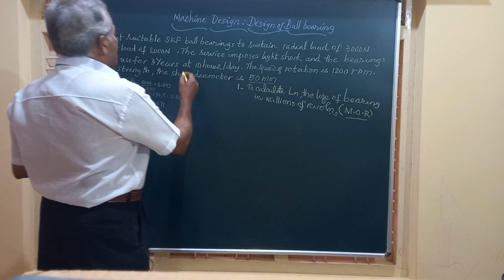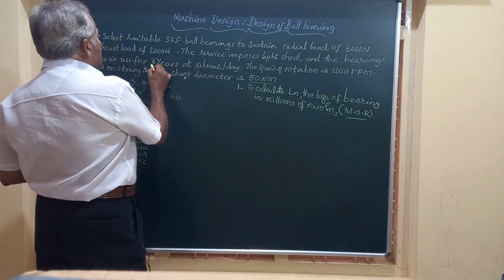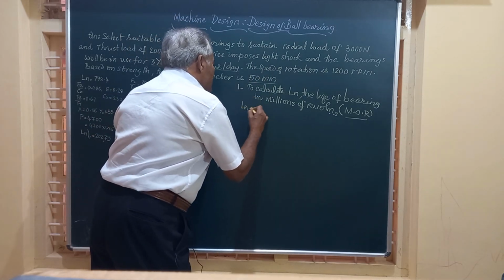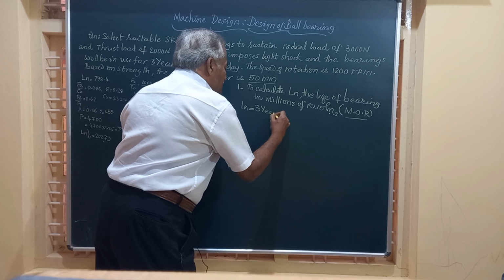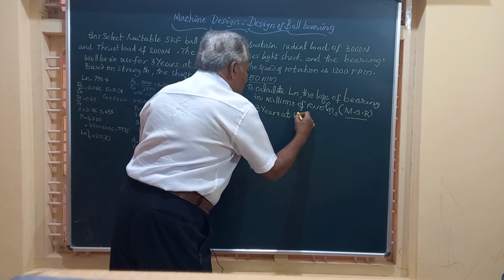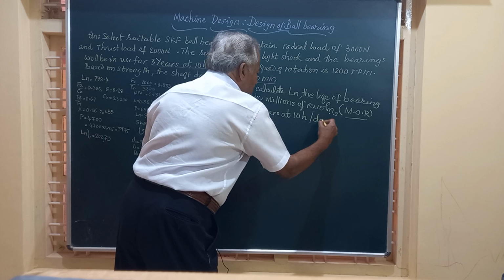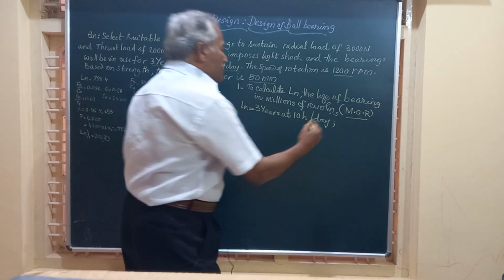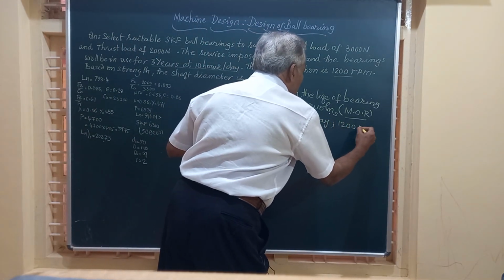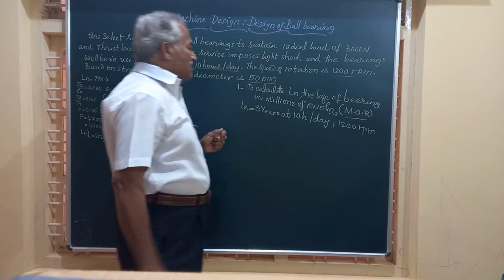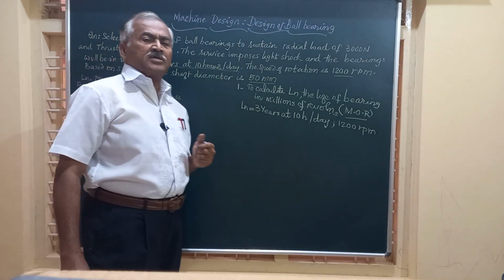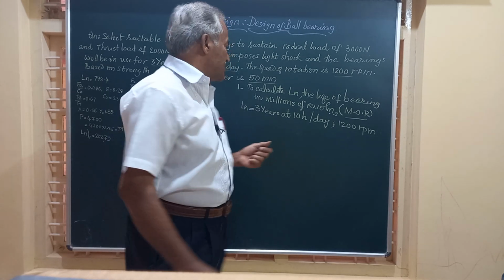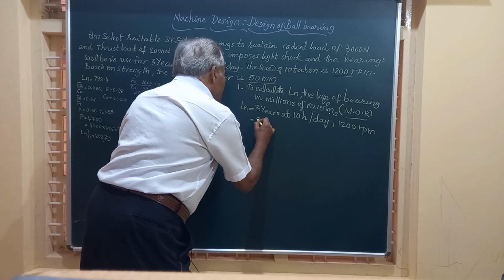Friends, in the problem it is given that the bearing will be in use for 3 years at 10 hours per day. So I will write down Ln equals 3 years at 10 hours per day, and the speed of rotation is given to be 1200 rpm. Friends, we will convert this period of 3 years, or whatever the given period, in terms of revolutions. So I am going to write down this as 3 years.